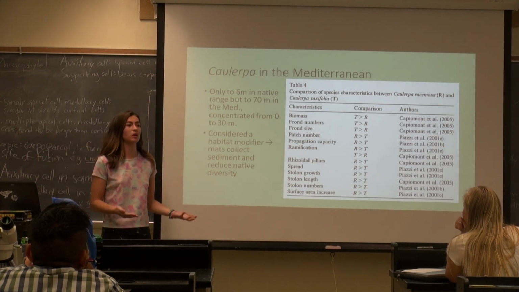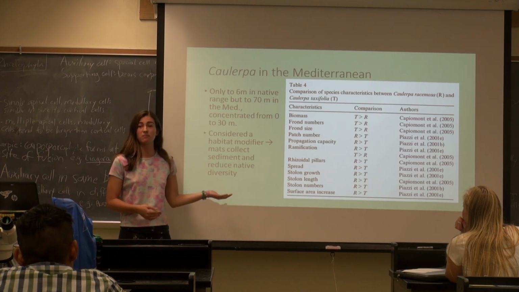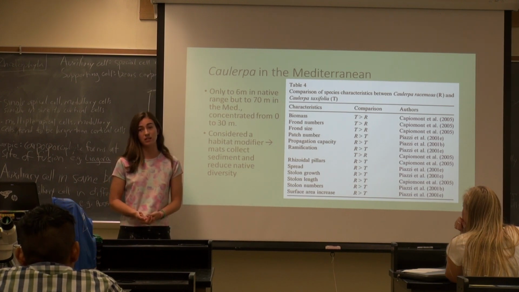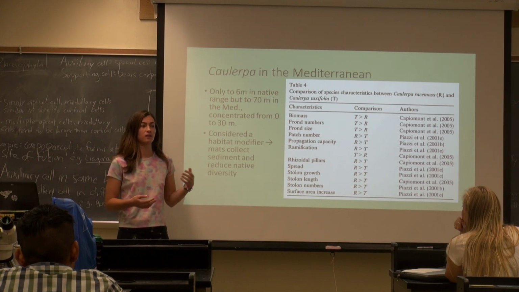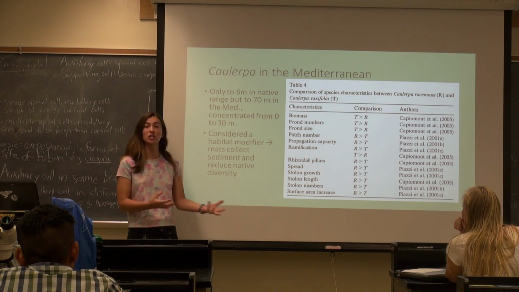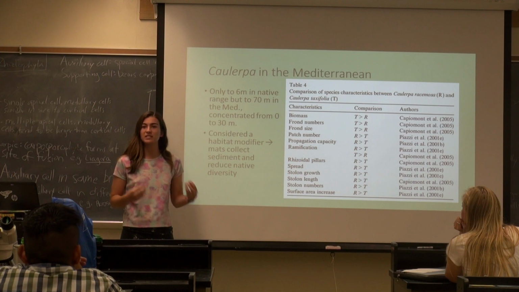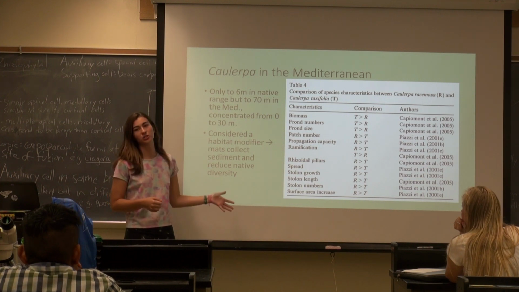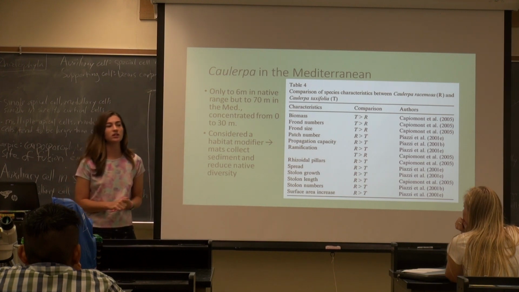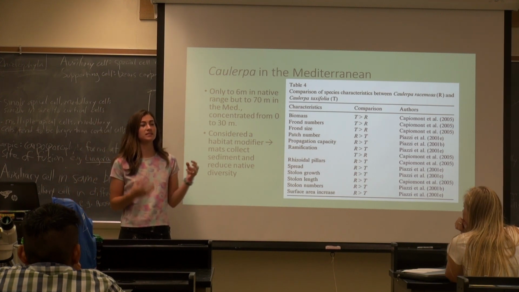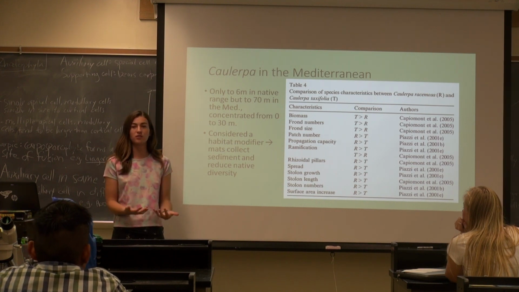So just lastly, this has been a really big problem because in its native range, it only goes down to 6 meters, whereas in the Mediterranean, we're finding it all the way down to 70 meters. So that's a huge expansion. It's also taking up different locations and habitats. Usually this would have been limited in its growth, whereas in the Mediterranean, it's taking over vast areas. So it's considered a habitat modifier. They form these dense mats, which is trapping a lot of sedimentation and then smothering the algae that's underneath it.